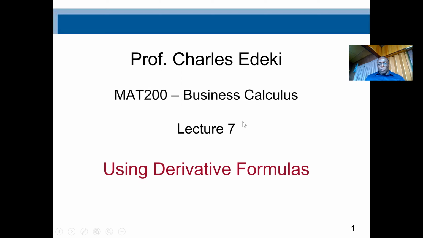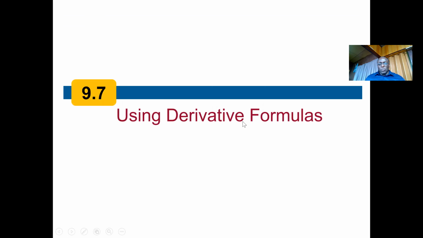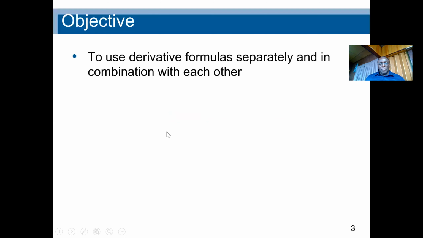So here we are going to solve different types of problems using either the product, quotient, sum, difference, power rule, chain rule, almost all the rules that we cover. So lecture number 7 is using derivative formulas in our textbook, chapter 9.7. Our main objective is to use the derivative formulas separately and in combination with each other.